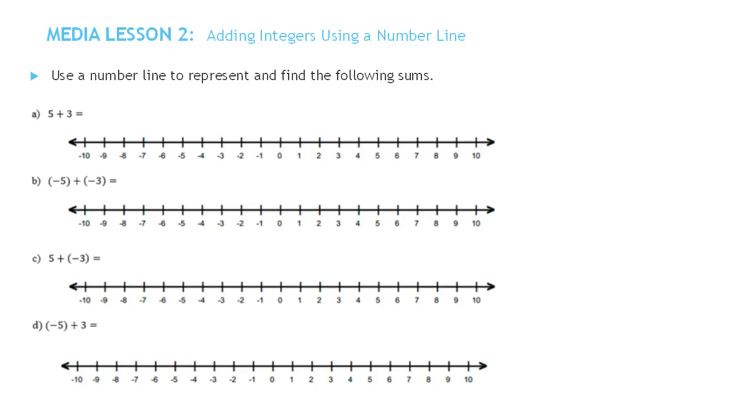So we've already added integers using the chip model, but it's good to have more than one way to visualize how to add integers. Some people like the chip method, some people like the number line method, and in different situations you may be required to think of it in a different method.